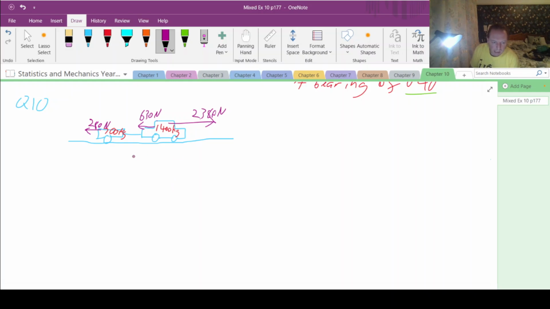Okay then, let's have a little look. The acceleration of the car and the trailer is all connected and can be considered to be the same thing. So if we set up F equals ma, we should have 2,380 minus the 630 minus the 280 is equal to the mass, 1,400 plus 700, times a.